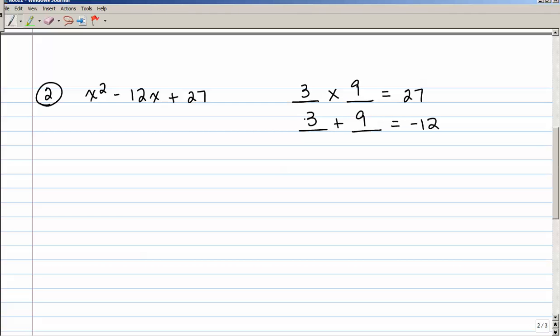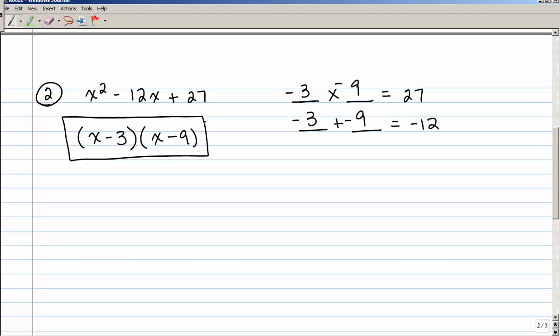Then I realize that if I make both the 3 and the 9 negative, negative 3 times negative 9 is a positive 27, and negative 3 plus a negative 9 is a negative 12, so those numbers are going to work. These go directly into the parentheses with x's, and since they're negatives, it'll be x minus 3 and x minus 9. And I'm all done. That's the factored form of my original trinomial. Again, if you're not sure, you can always check by FOILing, and you should get back to your original answer.